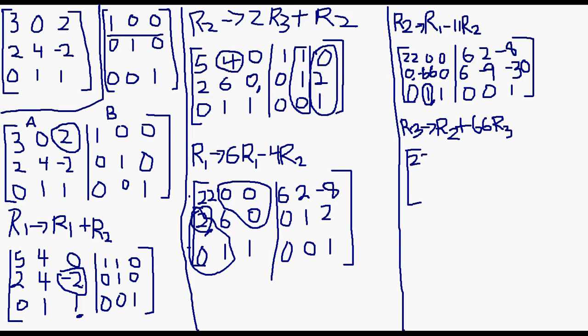So we are coming to work on row 3. So let's quickly write row 1 and row 2 down.